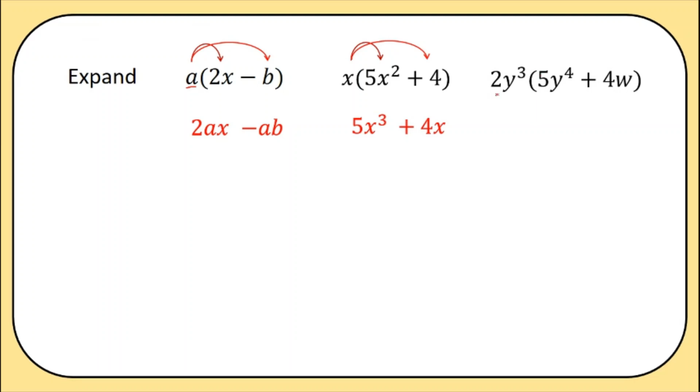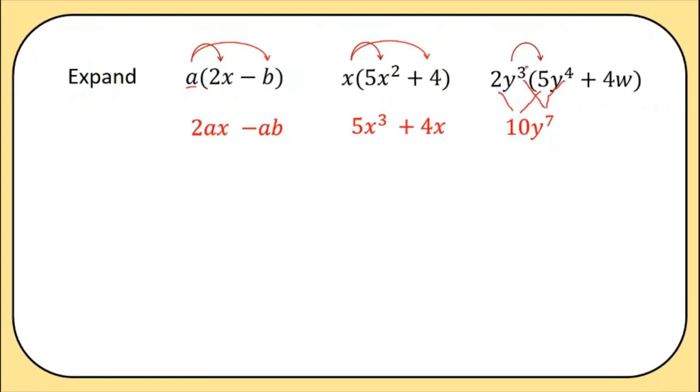The final one, out the front here, we've got 2y cubed. We're still going to apply more or less the same process, but it's a little bit trickier. First, we're going to multiply this section together. The 2 and the 5 multiply to give 10. The 3 on the y's and the 4 on the y give a 7.